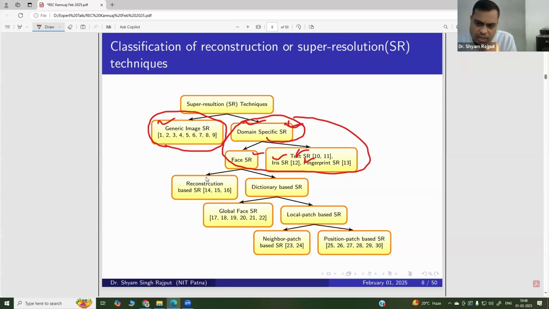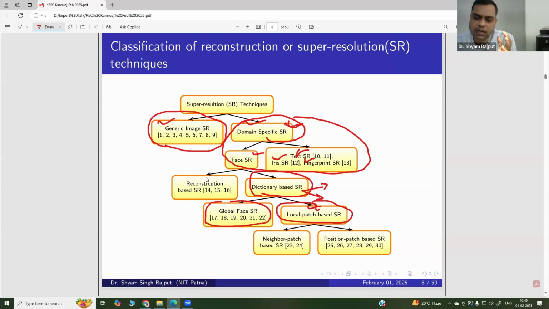Dictionary based SR techniques may be machine learning based and non-machine learning based. In these techniques, the model uses some dictionary images or dataset images to learn the features and to generate the high resolution version of the input test images. These dictionary based techniques can also be further divided into local patch based and global face based.